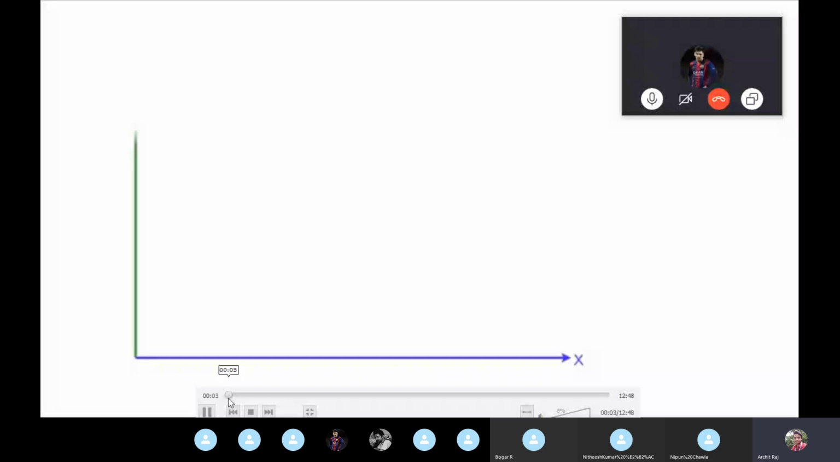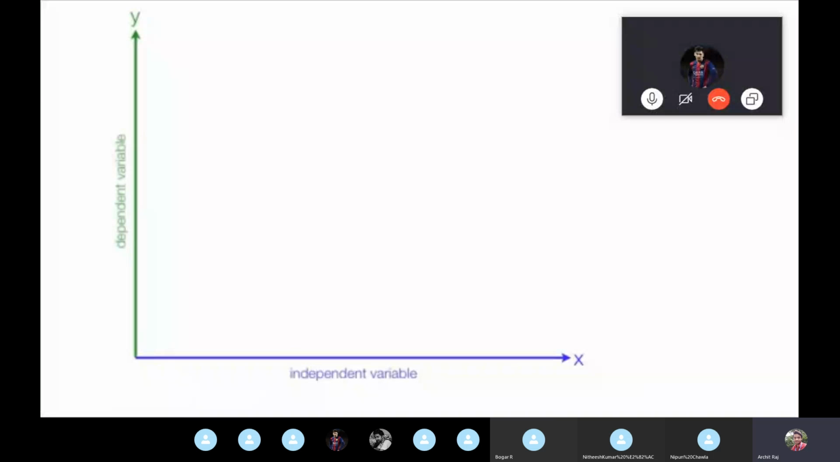Just imagine we have an x-axis and a y-axis. Now we have independent variable and dependent variable. Now you know what dependent and independent variables are. If the value that you're providing is completely independent of any other value, it's independent. And if it's dependent on any value that you're providing, it's dependent.